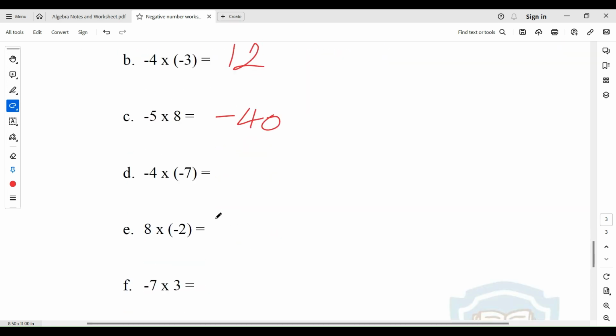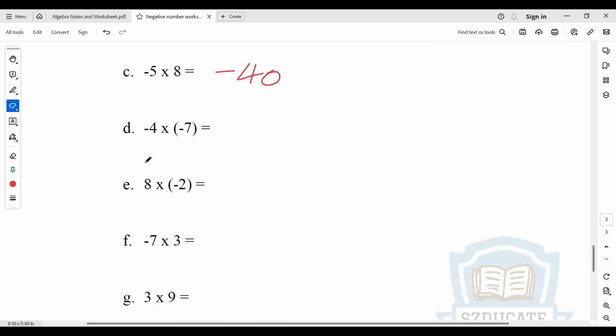Continue. Negative, negative. Both signs are the same. Positive answer. So 4 times 7, 28. Positive, negative. Sign is different. So your answer is negative 16. Negative, positive. Sign is different. So it's negative. 7 times 3, 21.